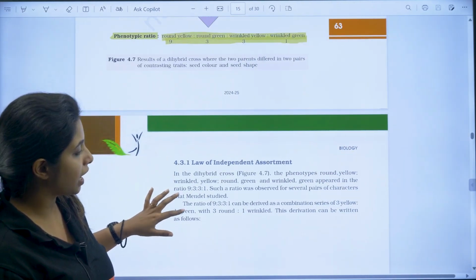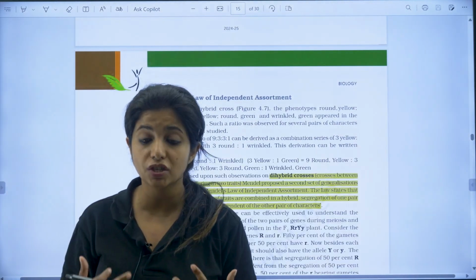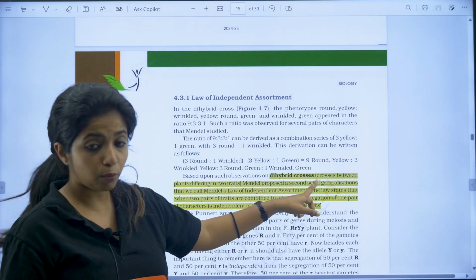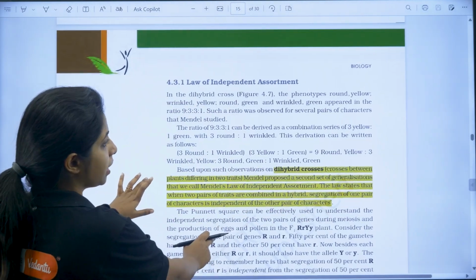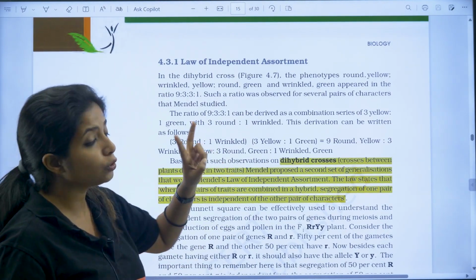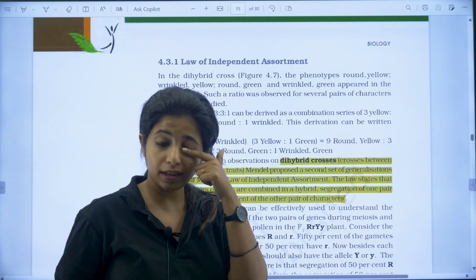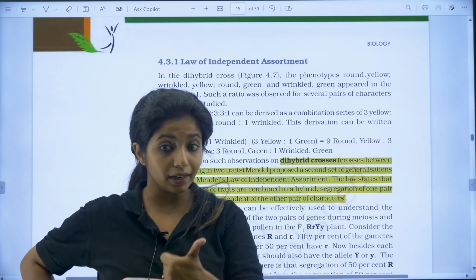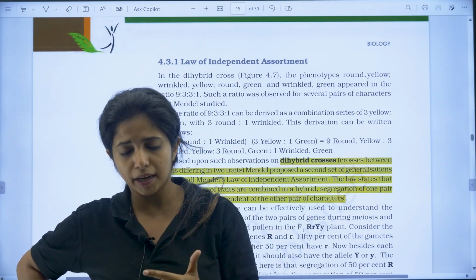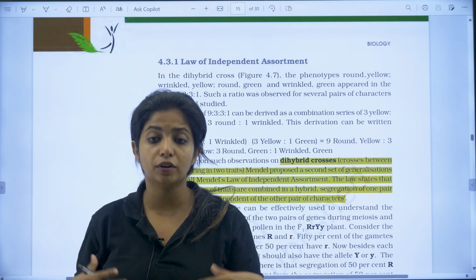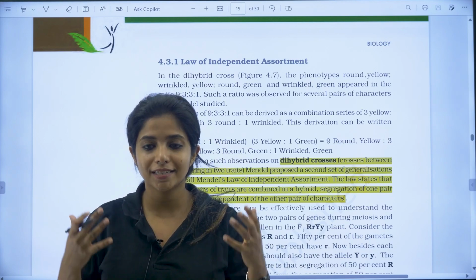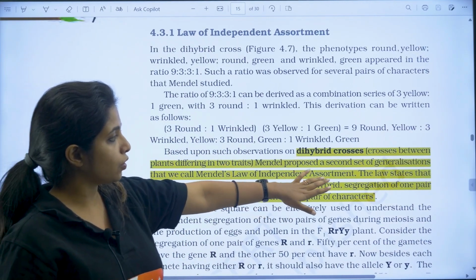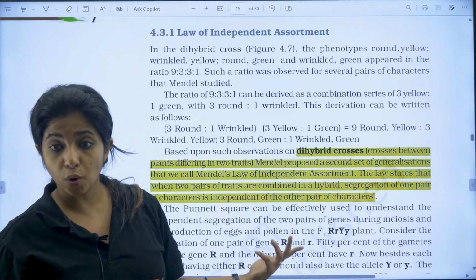So on the basis of dihybrid cross, Mendel put down his next law. What was the next law, children? Law of independent assortment. Dihybrid cross means crosses between plants differing in 2 traits. This time you took the shape of the seed and also the color of the seed, round and yellow, or wrinkled and green. When you are studying both together and getting a new character there, you call this a dihybrid cross, my dear children. And after doing that experiment, he put down the law of independent assortment, which states what?